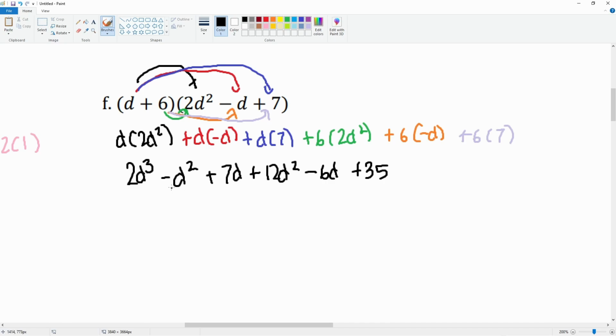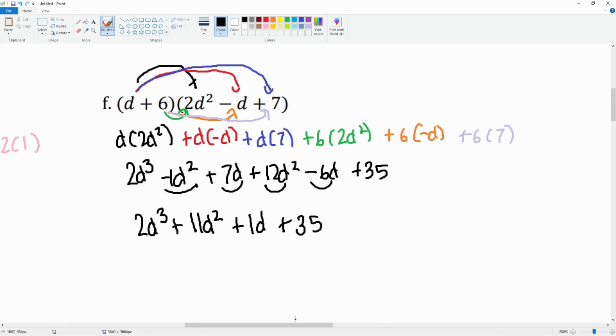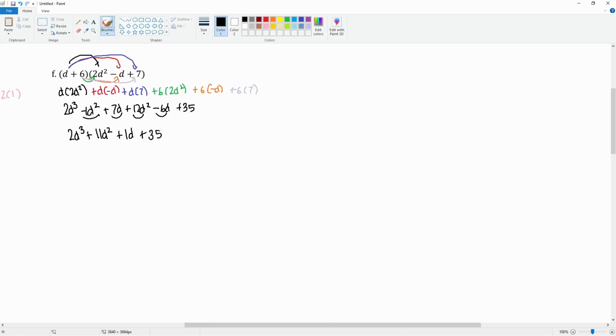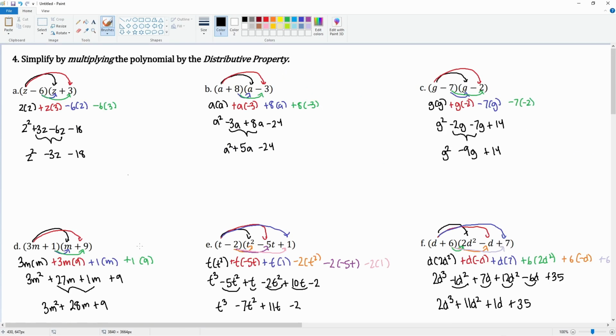Combine some like terms, negative d squared and 12d squared. Please understand this is negative 1, right? That becomes an 11d squared. 7d and negative 6d becomes plus 1d. Okay, bring everything else down. 2d to the third plus, bring down the 35 here. So that's the final answer. 2d to the third power plus 11d squared plus 1d plus 35. And there you go. That is how you multiply using the distributive property.